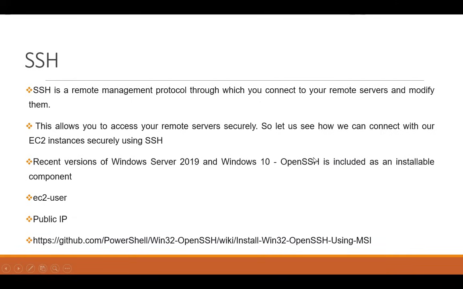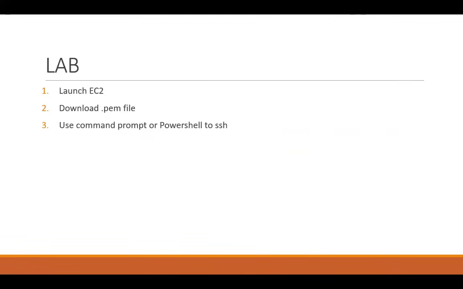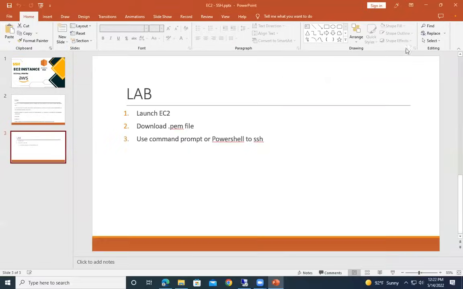And always remember, by default, the user that will be used to SSH is ec2-user, and we'll be using the public IP in order to access our EC2 instance. So in today's lab, I'll be showing you how to launch an EC2 instance and how to create a key, that is a .pem file, and it is only downloadable once. We cannot download it later, so we need to keep it safe in order to access the EC2 instance. I'll be using Command Prompt or PowerShell to access the EC2 instance. So let's move on to the AWS console.